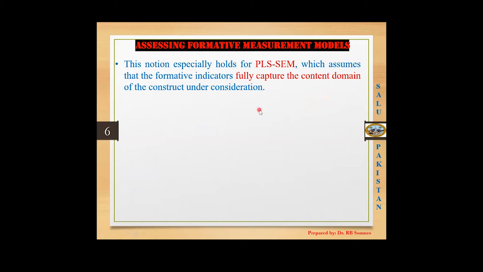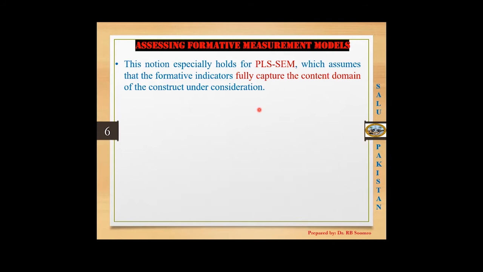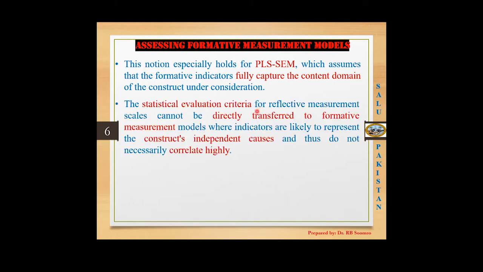Now the contained domain. Like in the previous slide, you saw that there were two types of construct, formative and reflective. Formative means that the construct was about the satisfaction with the hotel. Different items and indicators were there, and all the indicators completely captured the whole domain. The domain is your hotel satisfaction.